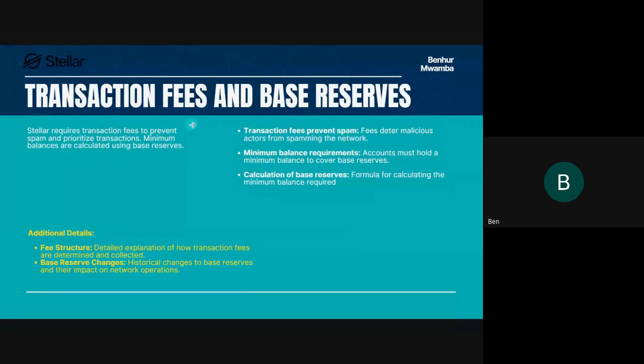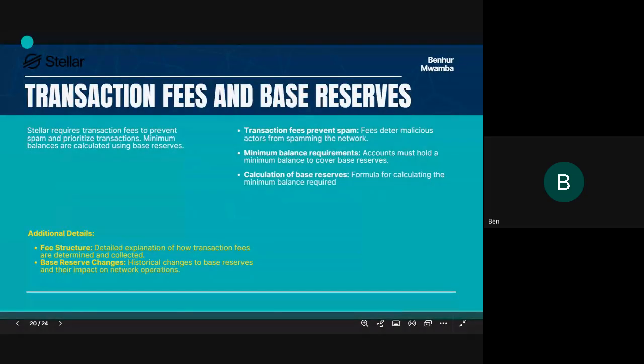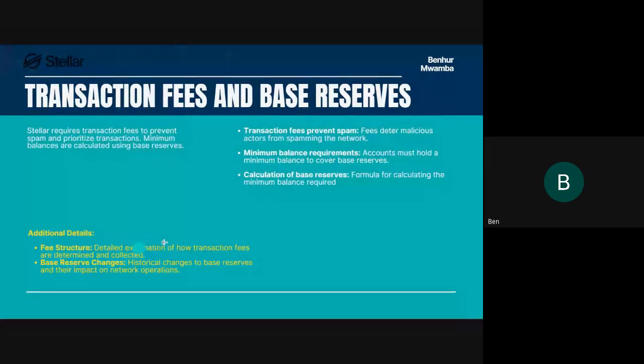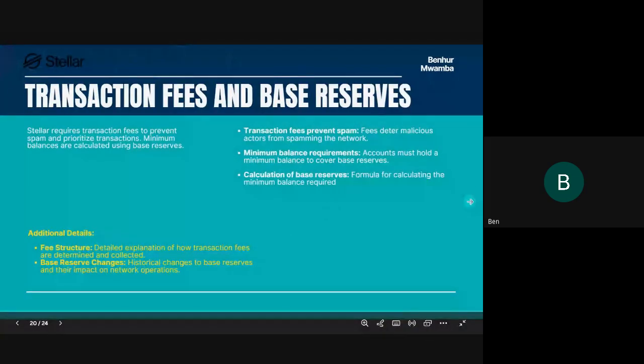So we're speaking about transaction fees. The reason we have transaction fees is to prevent spam. Why would you want to spam if you spend a lot of money and a lot of resources trying to spam? So these fees deter malicious actors from spamming the network. Accounts must hold a minimum balance to cover base reserves, and the calculation of the base reserve, I showed you the formula. You can find it in the documentation. All that fee structure and base reserve information, you find in the documentation.